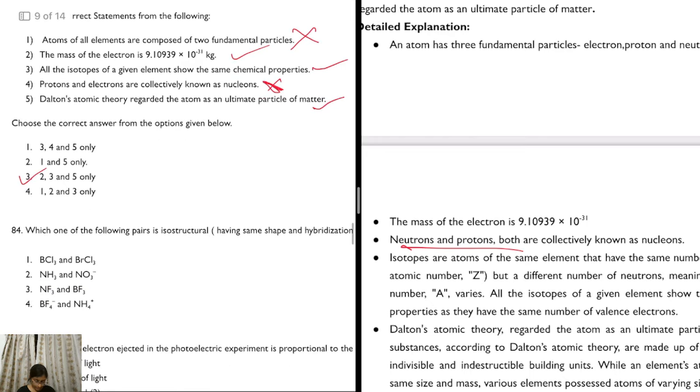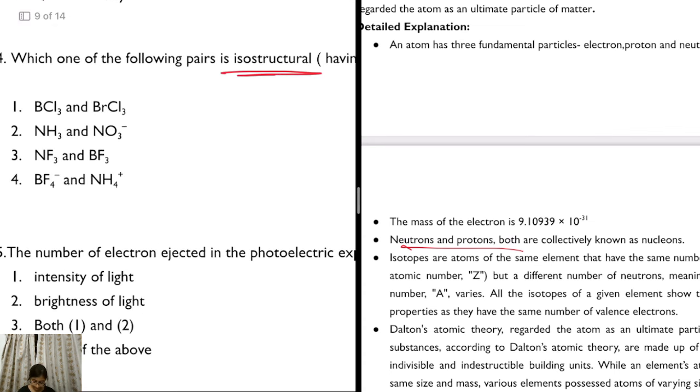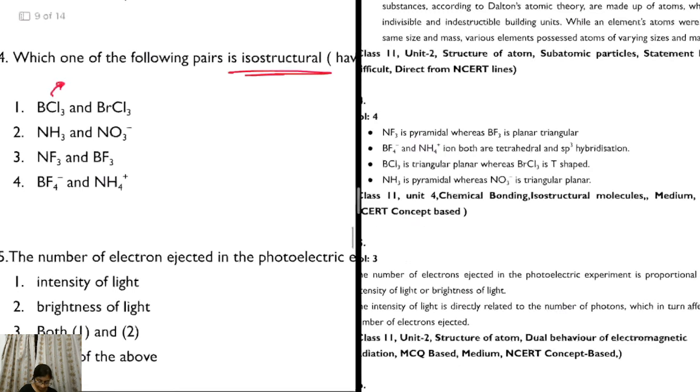So, in the next question, what is asked? That we have to tell which of the following is isostructural. That is, they have the same structure, same shape, and hybridization. See here. In BCl3, it is obviously trigonal planar. In BrCl3, it is T-shaped, and it is sp2 and this is sp3d. In NH3 and NO3 negative, this is tetrahedral. It is again trigonal planar. NF3 and BF3, this shape is pyramidal.